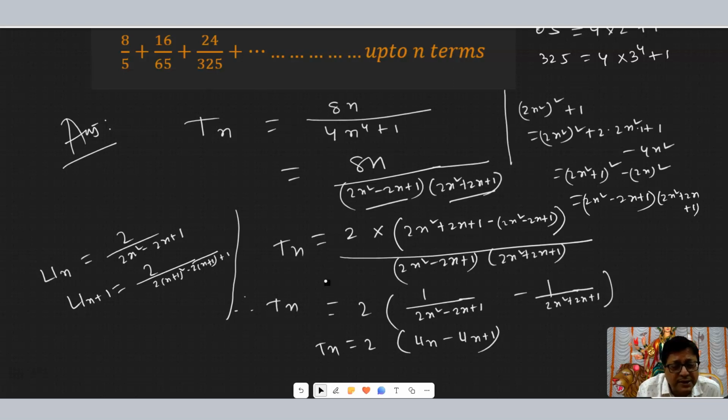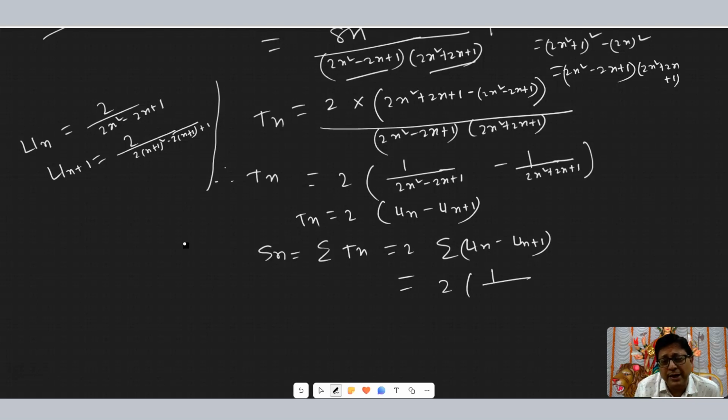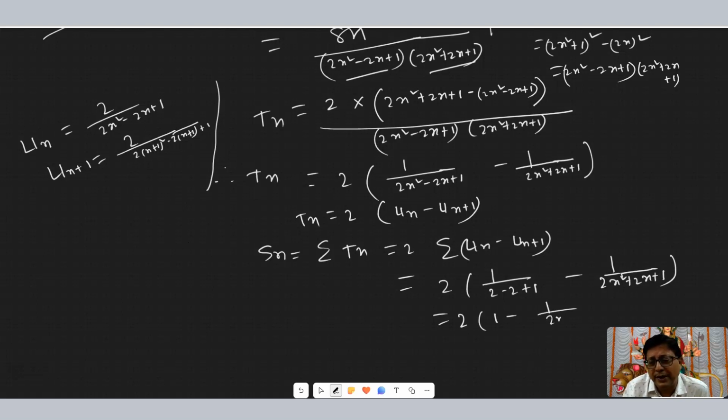So it will be 2 into un minus un plus 1. Now what is the sum here? That Sn going to be equal to sigma Tn, 2 sigma un minus un plus 1. Even you need not write all these things. You just know it and apply. You put n equal to 1 over there. That is 1 by 2 minus 2 plus 1, and this term. The first term by putting n equal to 1 and the last one. That is done. So the sum is 2 into 1 by 2n square plus 2n plus 1.